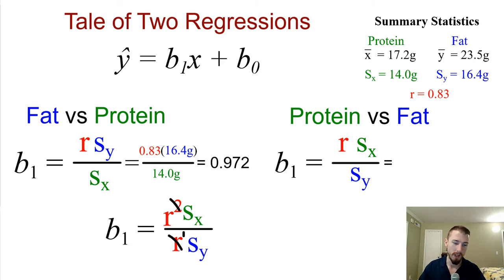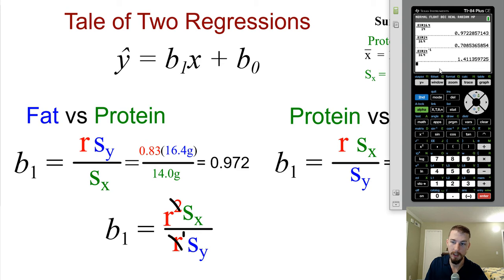And to prove to you that that is the case, I'm going to take this value, which was the inverse of the previous one, and multiply it by the correlation coefficient squared. Our correlation coefficient was 0.83, and I'm going to square that, and that should fix it, and it should give me this number that you see right up here.